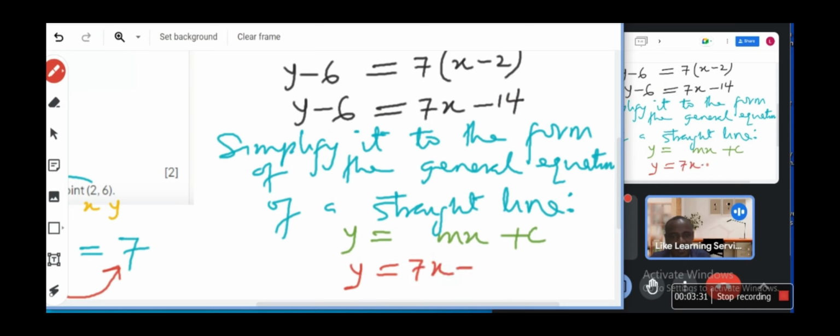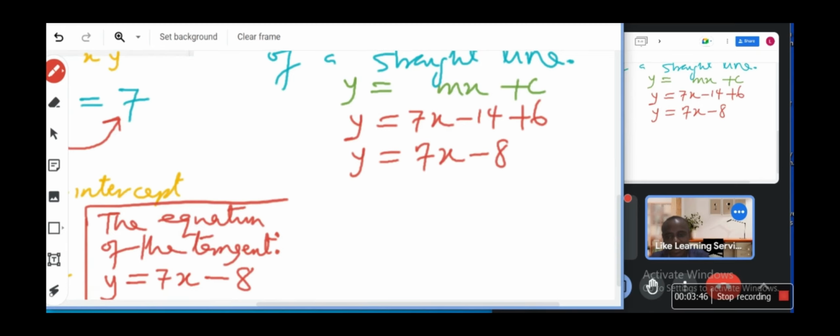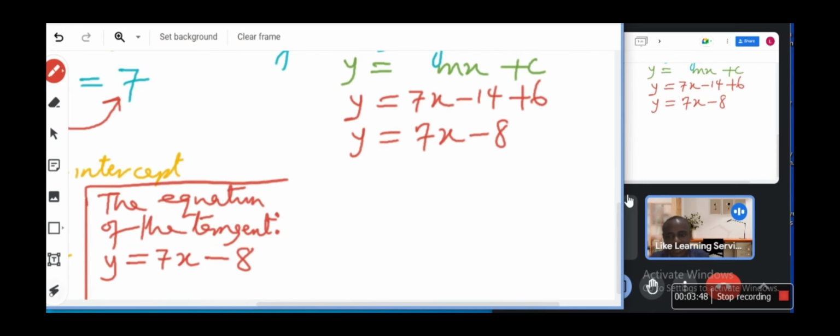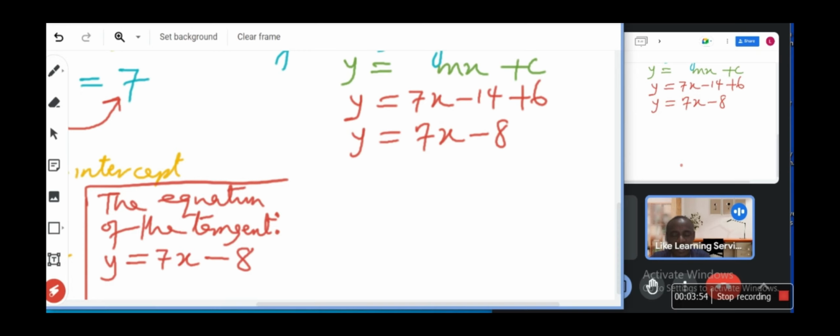So you have 7x minus 14, then minus 6 crosses over, becomes what? Plus 6. So that gives you what? Y equal to 7x minus 8. And that was the original thing we got. So whichever method you use, you get the same answer. That was what we got initially. Y equal to 7x minus 8. That's the equation of the tangent.